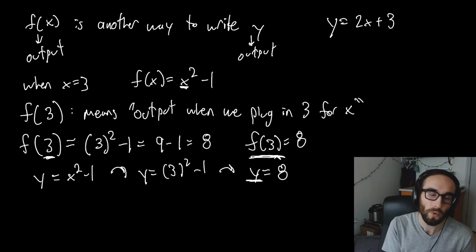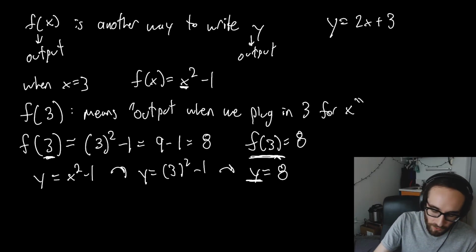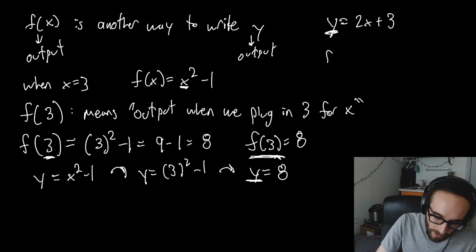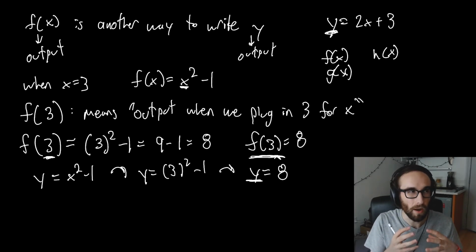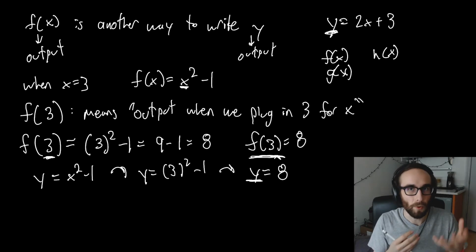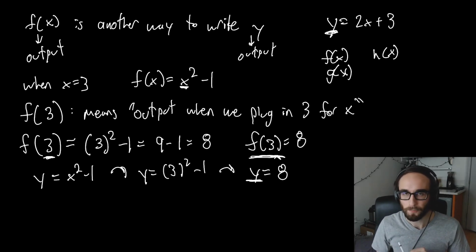F of x is also helpful if we talk about multiple functions, so that we're not writing a lot of y's. We could write f of x. We could write g of x. So we could use any letter we want in front of x to describe a different function, or you can think about it as a function machine that we put our inputs into.